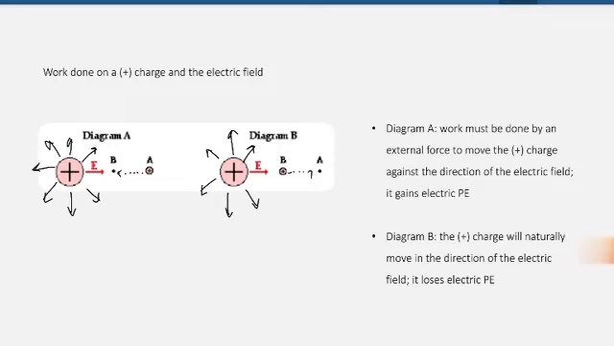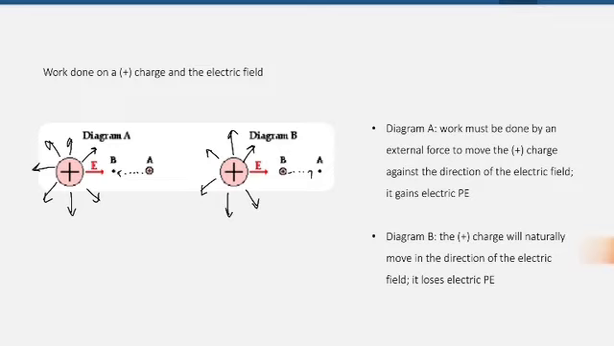Meanwhile, in letter B, you are moving the object farther away, right? From the source of the electric field. So actually, you don't have to do anything because the test charge will naturally move away from the source charge as it is experiencing a repulsive force. Okay? So, diagram A is similar to lifting objects from the ground. Meanwhile, diagram B is similar to letting an object free fall from a certain height to the ground.